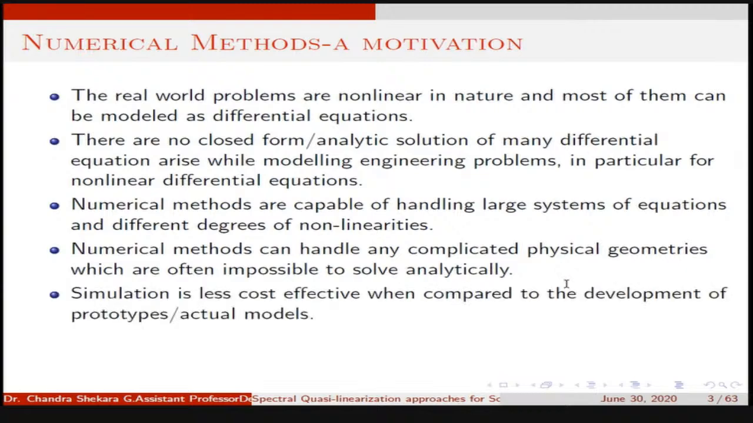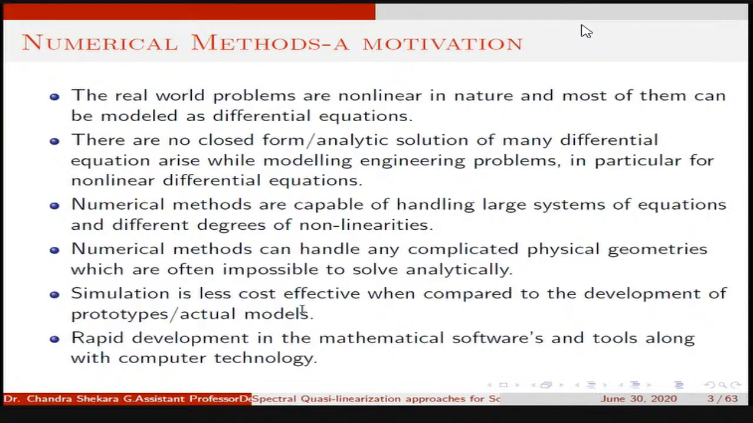The other thing is, whenever we are studying some phenomena or developing some system, resources are the main constraint there. If we try to develop the system as it is, a lot of resources are required, and it is not cost effective. So instead of developing actual models, if we develop a prototype or if we simulate by using computer technology, it will be less costly. Therefore, these numerical methods are used for simulation. And if we do the simulation before developing actual models, it will be less costly.